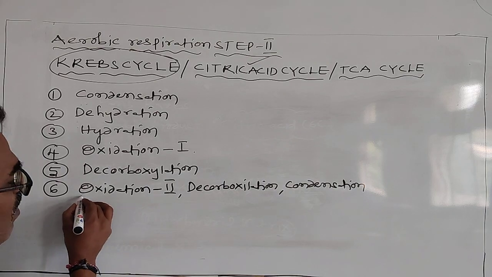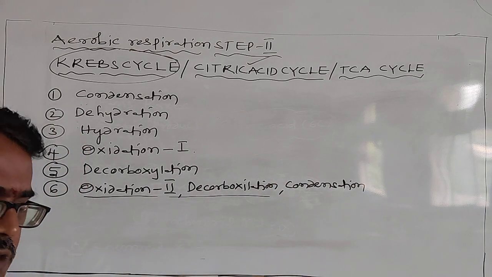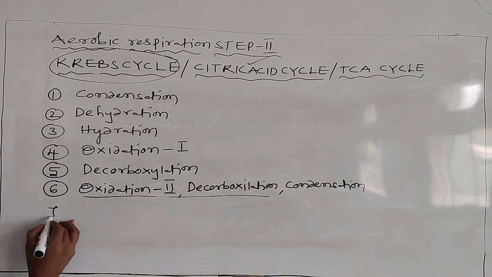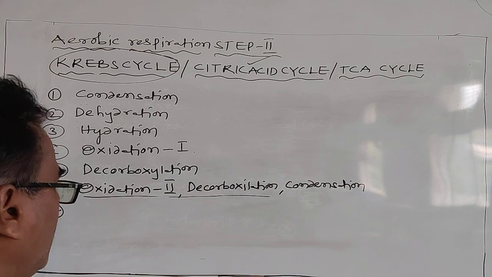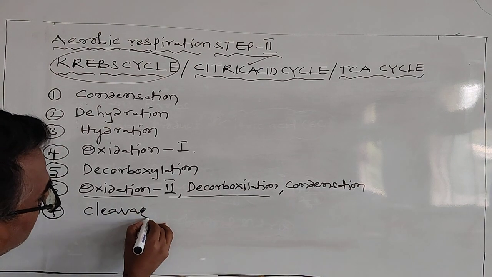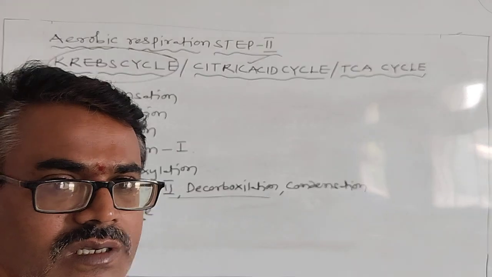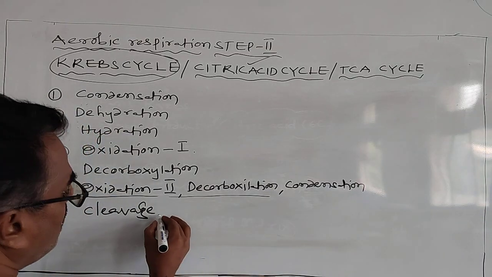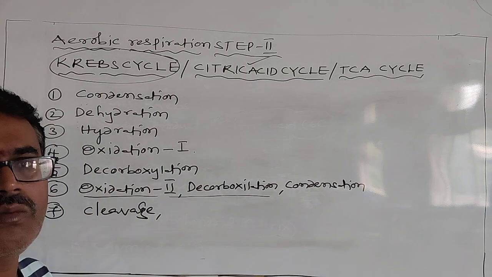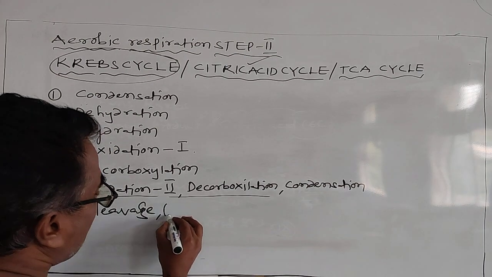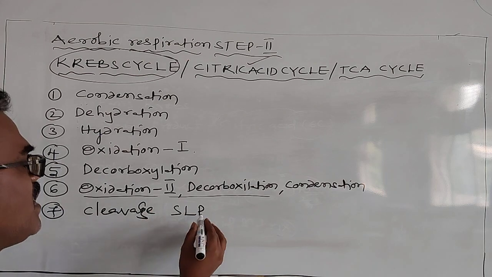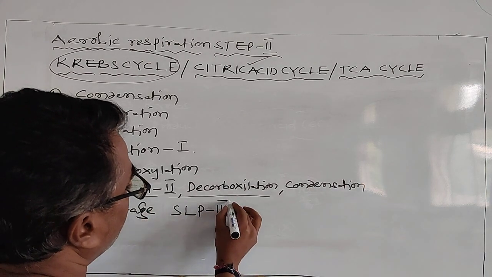So overall, oxidation, decarboxylation and condensation. Okay, the seventh chemical reaction in the Krebs cycle, that is cleavage. Cleavage, also known as SLP, substrate level phosphorylation. The cleavage SLP3 is very important.